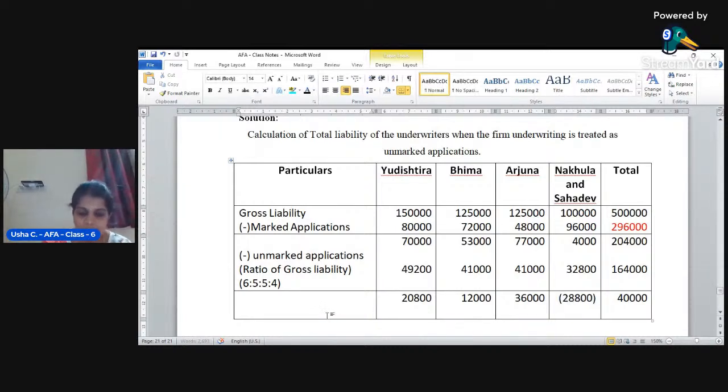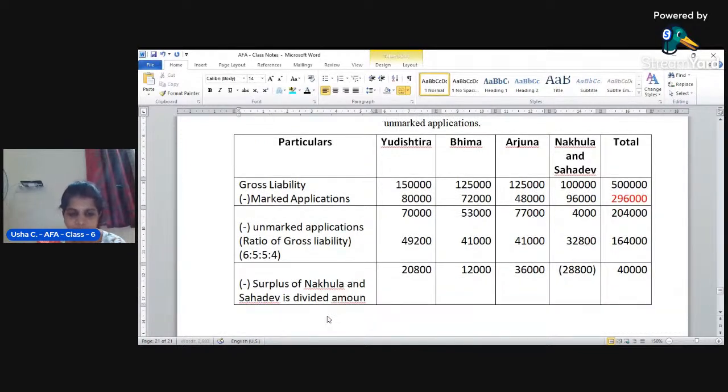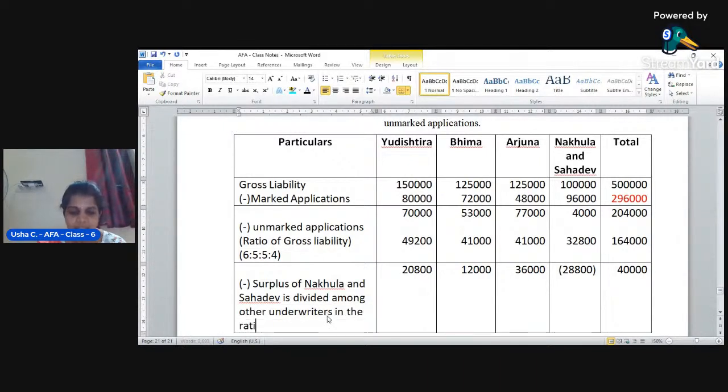Now deduct the surplus of Nakula and Sahadev, which is divided among the other underwriters in the ratio of 6:5:5. Okay, in this ratio we have to divide.